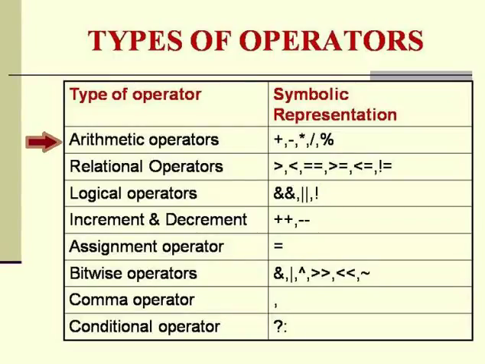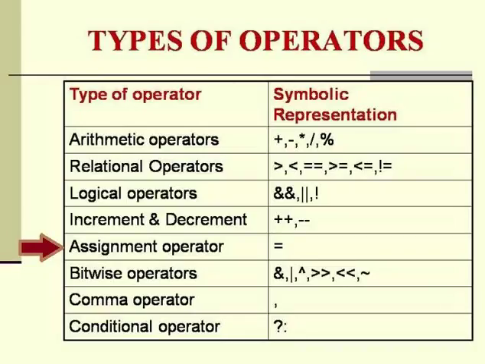We have arithmetic, relational, logical operators which require a minimum of 2 operands to perform their operation. We have the increment and decrement operators which come under the unary type, which require just a single operand. And we have the assignment operator, bitwise operators, comma operator and conditional operator. So, if you will see, we have a total of 8 different classifications of operators in C and their symbolic representations.